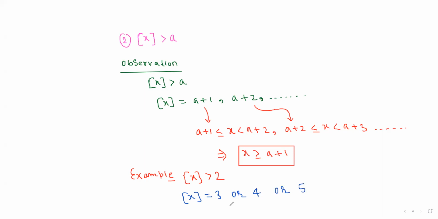ठीक है, तो अब 3 कब होगा, जब x 3 से लेकर 4 के बीच में होगा. 4 कब होगा, जब x 4 से लेकर 5 के बीच में होगा. अरे क्लियर है. या 5 कब होगा, जब x 5 से लेके 6 के बीच में होगा.